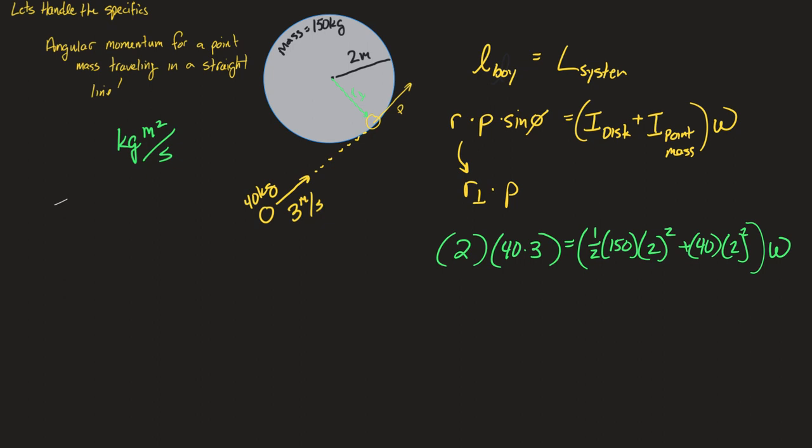I know it's a lot of numbers, but let's see how fast the system is moving after the collision. 3 times 40, 120, times 2 is 240 kilograms meter squared per second. All right, let's just do this in parts. 1/2 times 2 squared is 2, times 150 is 300, plus 2 squared is 4. 4 times 40 is 160.